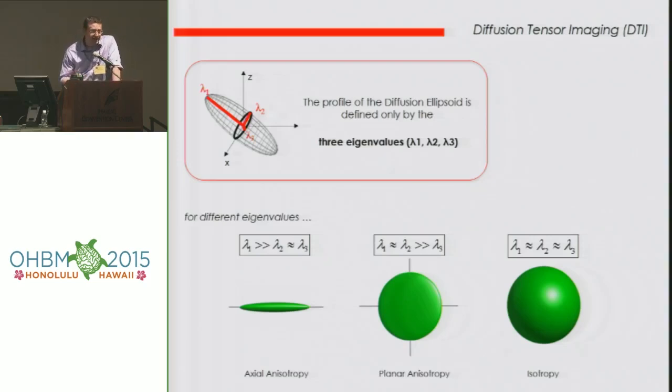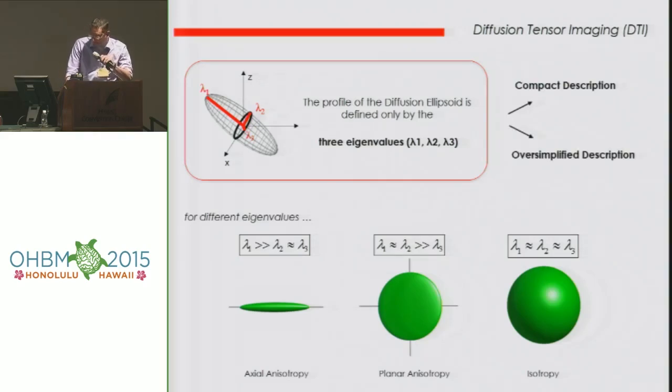So we can have axial diffusivity, axial anisotropy, we can have isotropy in the case when all the eigenvalues are the same, or we can have more complicated cases like, for example, when we have two high eigenvalues, like in the case here in the middle, when we have planar anisotropy, sorry. And this is good because with just three numbers, we can describe a lot of complex diffusion configurations.